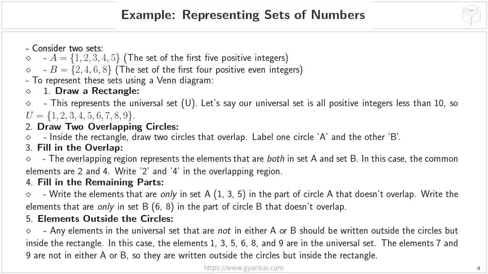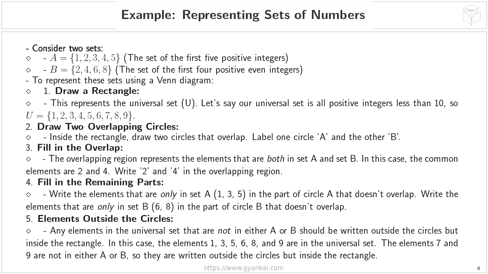Next, we fill in the remaining parts of the circles. We need to write the elements that are only in set A, that is, the elements in A that are not also in B. Those are 1, 3, and 5. So, we write 1, 3, and 5 in the part of circle A that doesn't overlap with circle B. Similarly, we write the elements that are only in set B, that is, the elements in B that are not also in A. Those are 6 and 8. So, we write 6 and 8 in the part of circle B that doesn't overlap with circle A.